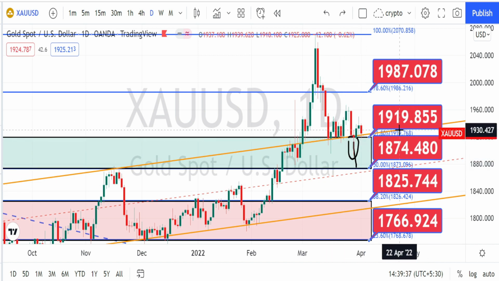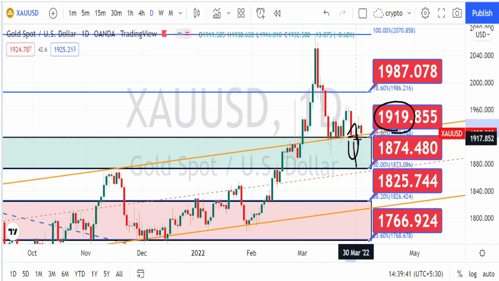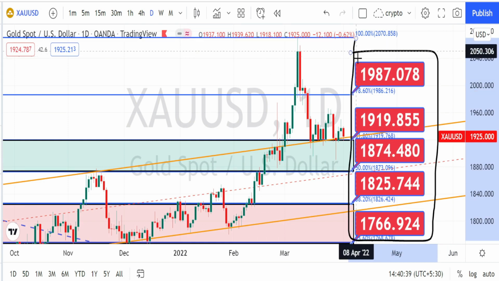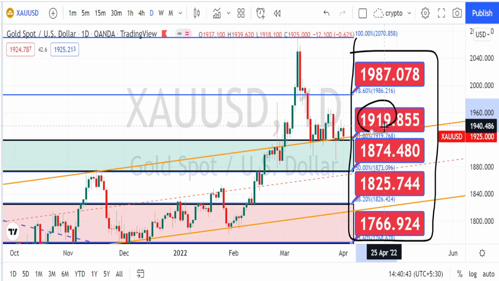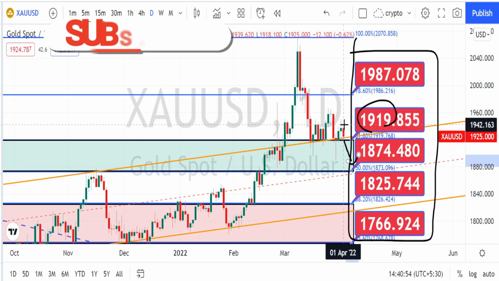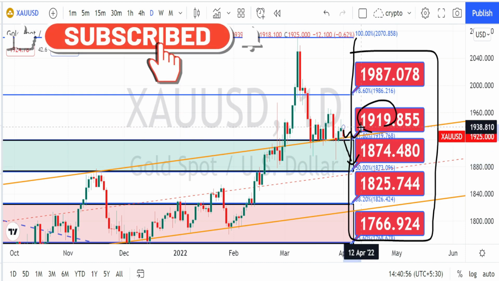As long as this support level of 1919 is not broken, we can still expect the consolidation or a sideways market to continue in the daily time frame. So these are all the resistance and support levels in the daily time frame. Wait for the price action to break this support level of 1919, then you can take trades on the bearish side. Until then, we can expect the sideways market to continue.